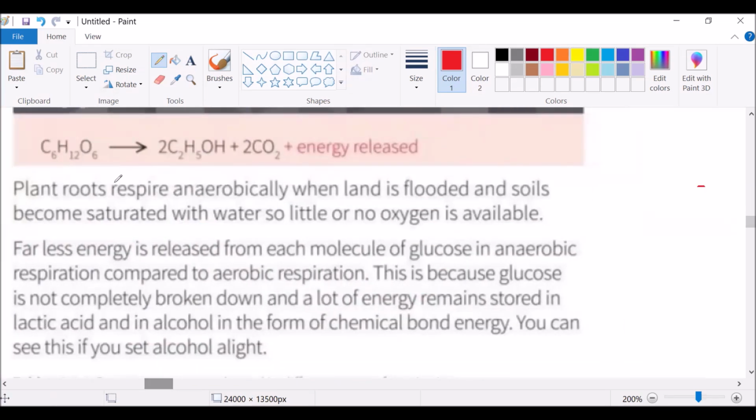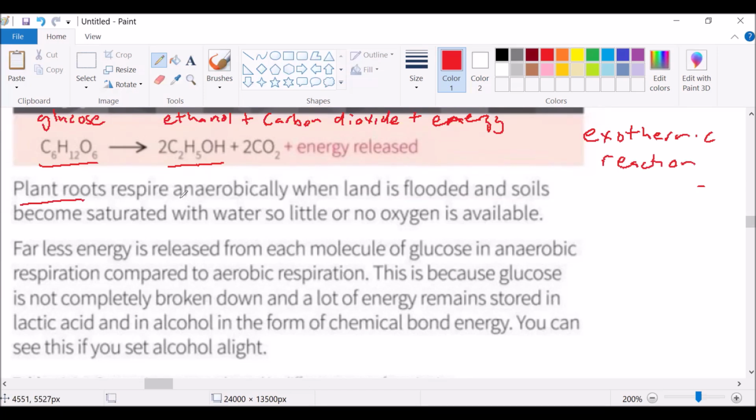And this is the balanced chemical equation for the anaerobic respiration of glucose in yeast. One glucose molecule will release 2 molecules of ethanol, which is an alcohol, and 2 molecules of carbon dioxide, releasing energy in the process. So respiration is an exothermic reaction. Plant roots respire anaerobically when land is flooded and soils become saturated with water, so little or no oxygen is available.